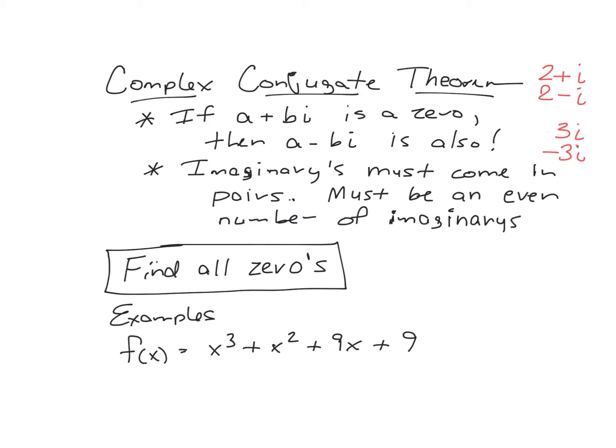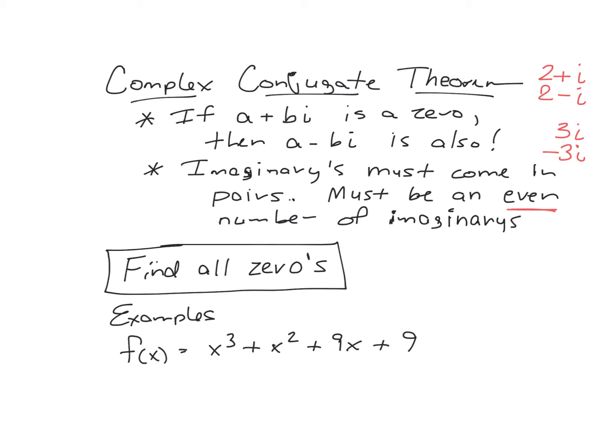Therefore, the imaginary zeros will come, or must come, in pairs, and there must be an even number of imaginaries. So if you look at those tables that you did for Friday, I think you will see that your column under the imaginaries will all be even numbers.